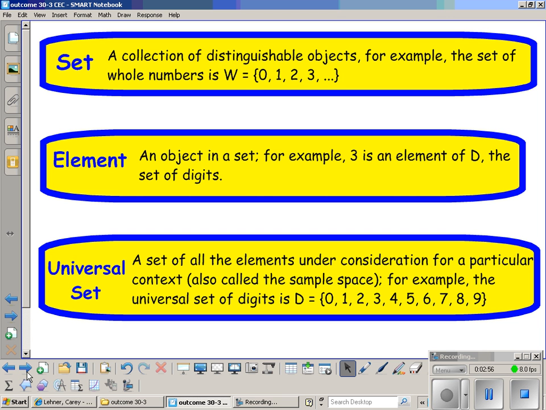A universal set is a set of all the elements under consideration for a particular concept. This can also be called the sample space. For example, the universal set of digits is D equals 0, 1, 2, 3, 4, 5, 6, 7, 8, 9. So that's the entire set when we're talking about digits. So we call that the universal set.